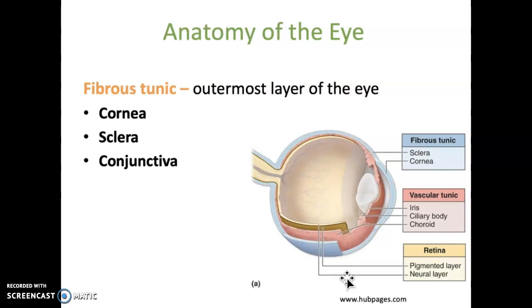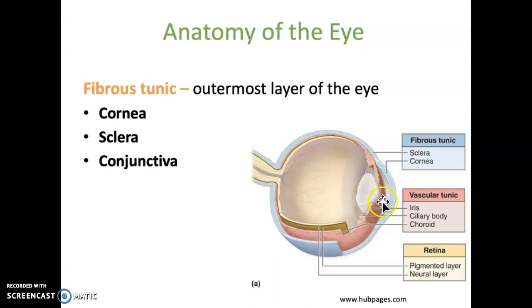line the inner eyelid. The middle layer of the eye, shown in this pinkish color, is called the vascular tunic, and it consists of the choroid and the iris. The choroid provides a blood supply for the entire eye, and this layer is pigmented, so it has a dark pigment in it. And the iris forms the anterior part of the vascular tunic.